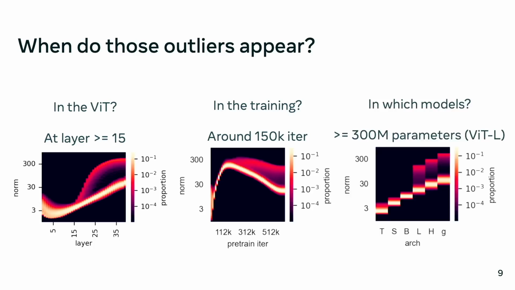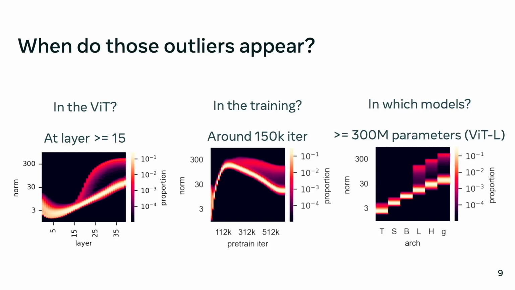Last thing is, what about model size? You could train multiple models with different architectures. These are vision transformer architectures: tiny, small, base, large, huge, and giant. Basically, they're just bigger and bigger from left to right. And as you can see, these outliers appear very suddenly when going from base to large. It's a very sudden jump, but it means that you need to have a given model size. It's only after a certain model size that these outliers appear.